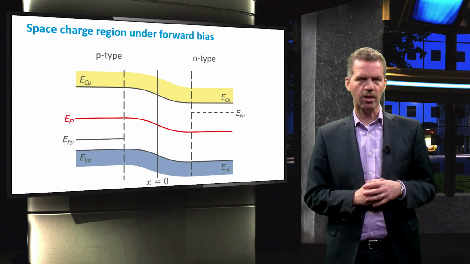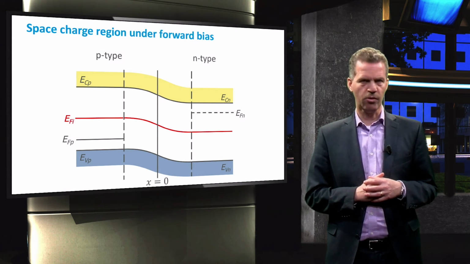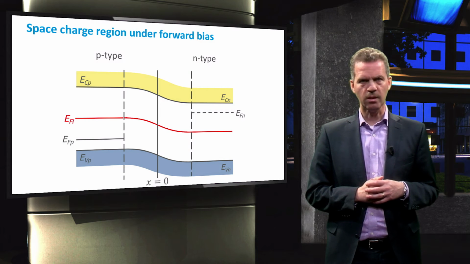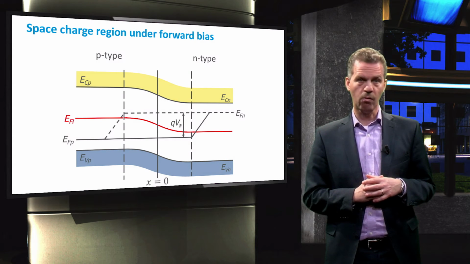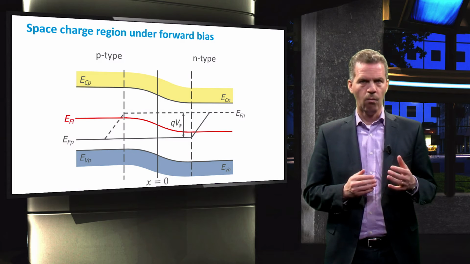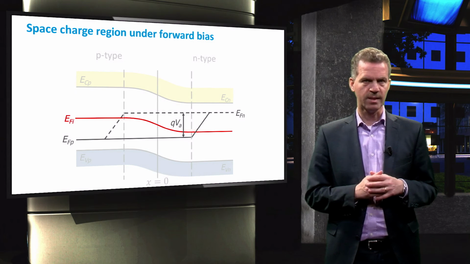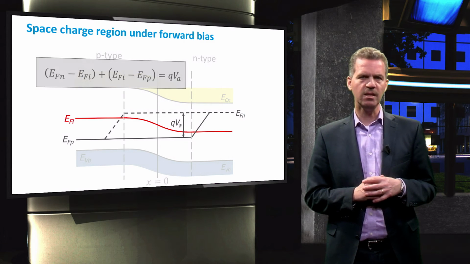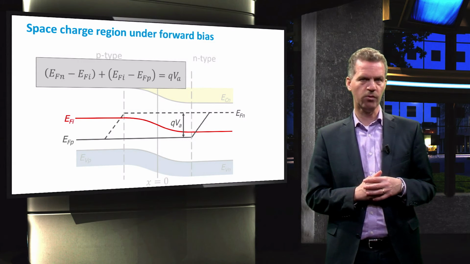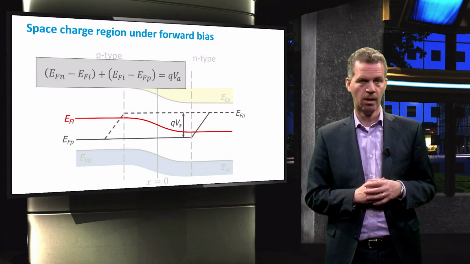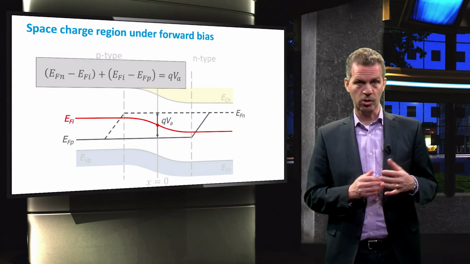Now we examine the band diagram of a p-n junction under forward bias. In that case, the device is not in thermal equilibrium and we need to consider the quasi-Fermi levels. As can be seen, the quasi-Fermi levels of the semiconductors are offset by the bias voltage. When we look at the quasi-Fermi levels with respect to the intrinsic Fermi level, we can see easily that the addition of the energy difference between the quasi-Fermi levels and the intrinsic Fermi level equals the applied voltage, as expressed in this equation.